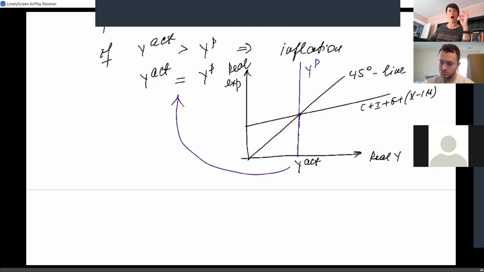The optimal condition. Optimal means the best. The optimal condition for any economy is when the actual GDP matches potential. If this is the case, we're not facing unemployment problems and we're not facing inflation problems. We're producing just the right amount needed to satisfy the needs of the population. So where does it lead us? It leads us to a very important conclusion.